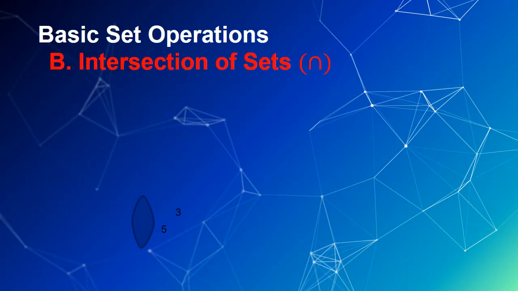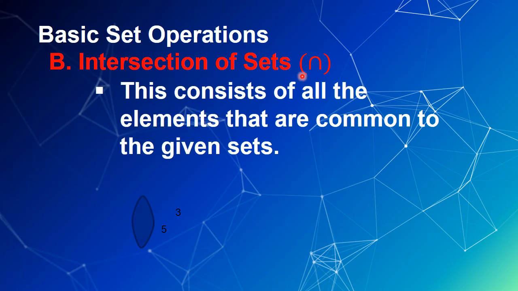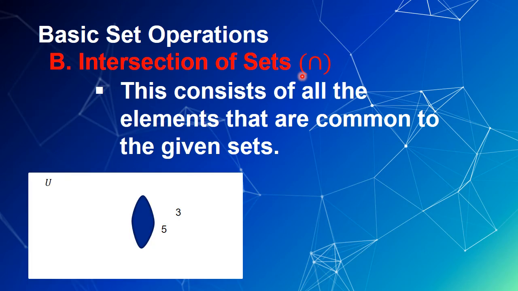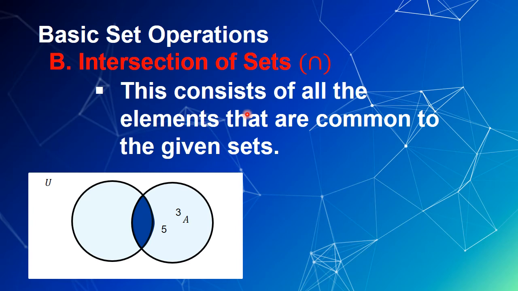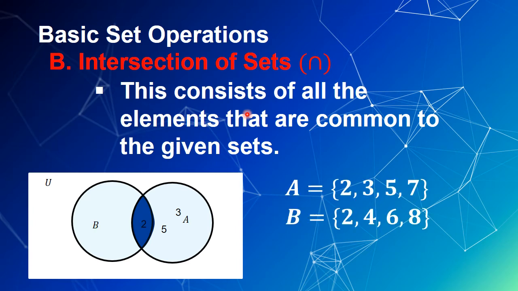Next operation is what we call the intersection of sets, and the symbol for that is the inverted U here. This consists of all the elements that are common to the given sets. So let's say, for instance, we have the universal set. We have set A having elements 2, 3, 5, and 7. We have set B, elements 2, 4, 6, and 8. So as you can see, we have this common element 2.